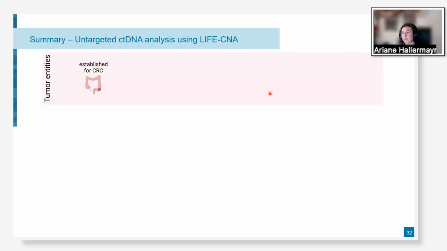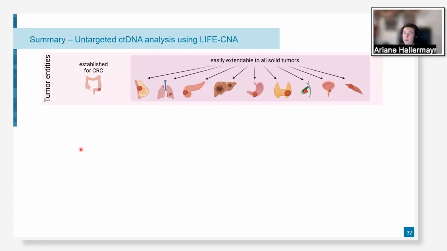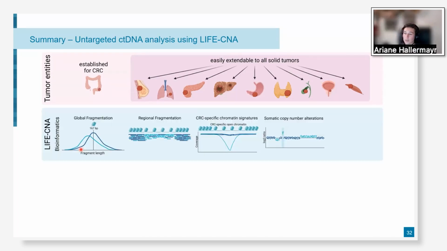So in summary, live CNA was established for CSE, but by performing some adaptations to the bioinformatics pipeline, it is easily extendable to all solid tumors. With the bioinformatics analysis included in live CNA, by analyzing global fragmentation, regional fragmentation, CSE-specific chromatin signatures, and somatic copy number alterations, live CNA turned out to be highly sensitive and highly specific.